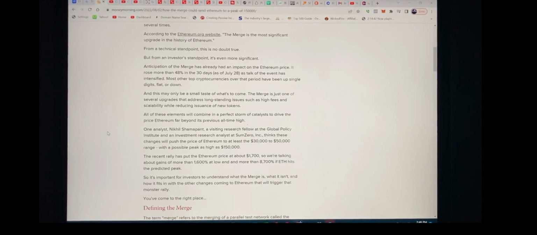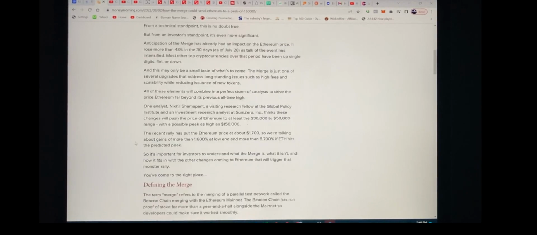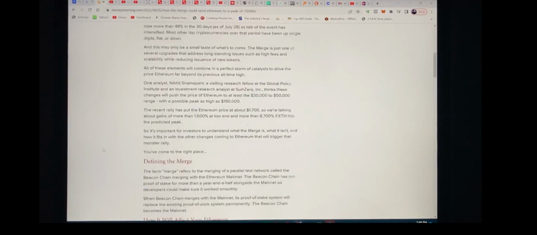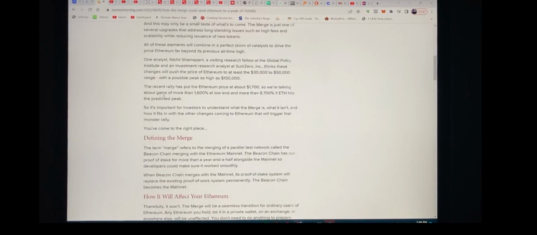The merge is just one of several upgrades that addresses longstanding issues such as high fees and scalability, while reducing issuance of new tokens. The recent rally has put the Ethereum price at around 1700, so we're talking about gains of more than 1600% if it goes as high as 150,000. That would be great.